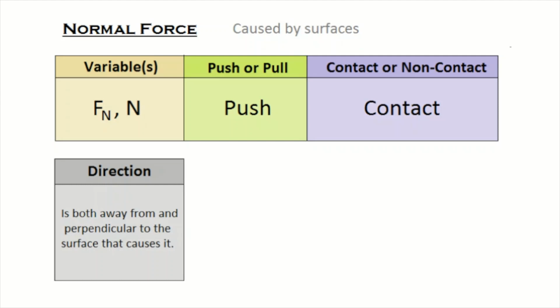Our second force is normal force. This is caused by surfaces, typically a flat surface like a floor or a table. Variable options, you've got Fn, force normal, or just capital N. Surfaces push you away, and you must touch a surface for it to affect you. Direction is away from the surface and perpendicular to that surface.